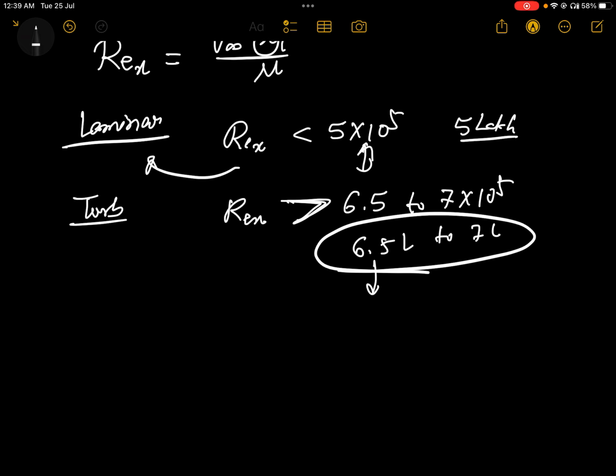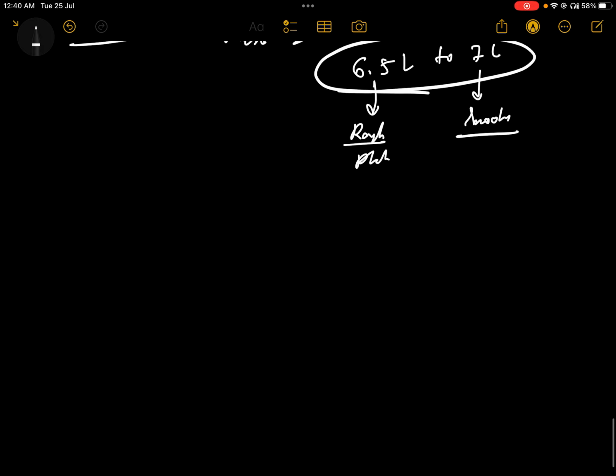6.5 lakhs is usually for the case of a rough plate, and 7 lakhs for the case of a smooth plate. I mean, if the plate is smooth, then for more than 7 lakhs of local Reynolds number, the flow is assumed to be turbulent.